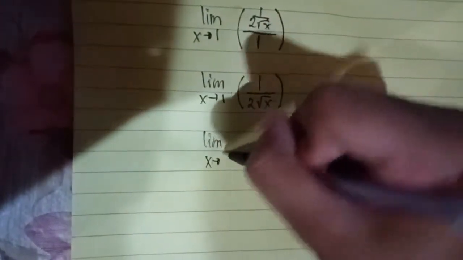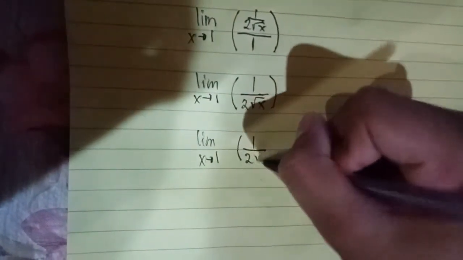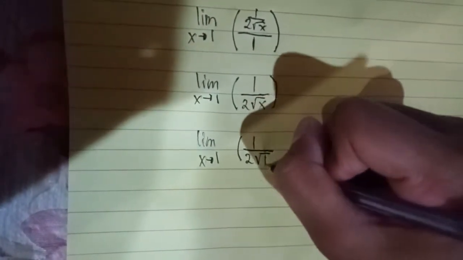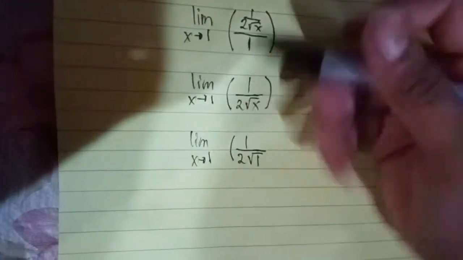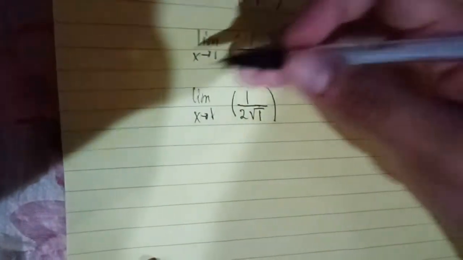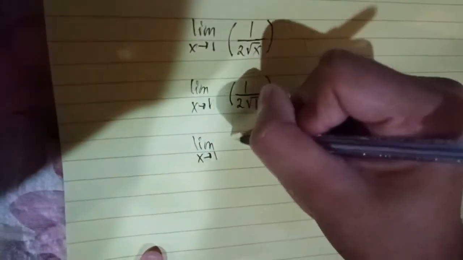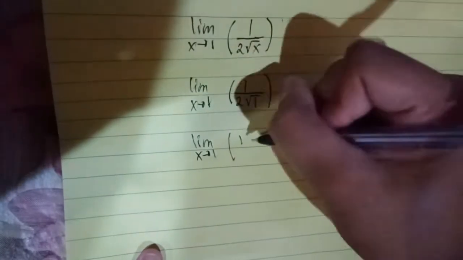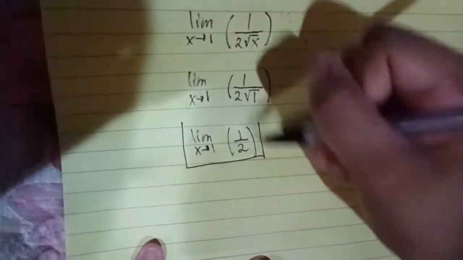So now we are going to evaluate this. Limit as x approaches 1 will become 1 over 2 square root of 1, because we are going to substitute the value of x, which is 1. So now we are going to calculate the value. The limit will result to 1/2. So limit as x approaches 1 is 1/2. So this is now our answer.